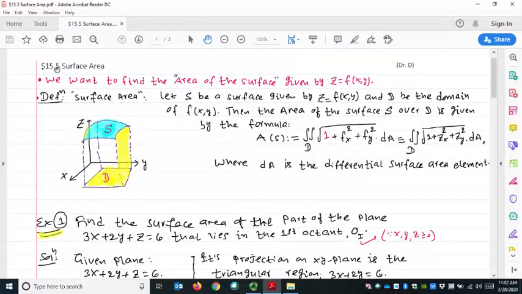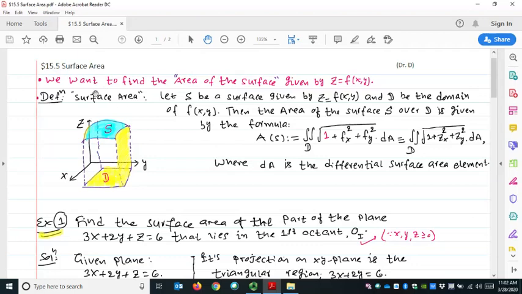Today I'm going to cover section 15.5, surface area. We can consider this section as an application of double integrals. In fact, there are a lot of applications of double integrals. In our previous sections, we used double integrals to find the volume of a solid. Similarly, we can use double integrals to find the center of mass, moments of inertia, and fluid density functions.